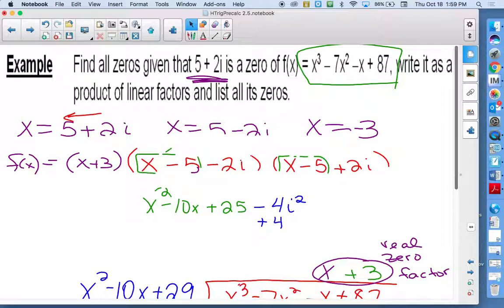I feel like one bonus point on the test would be motivation for not using the calculator. You think so? Yeah.